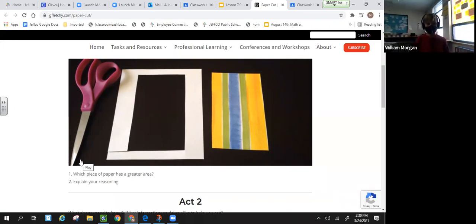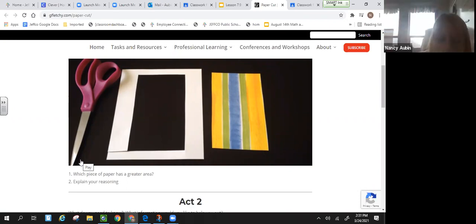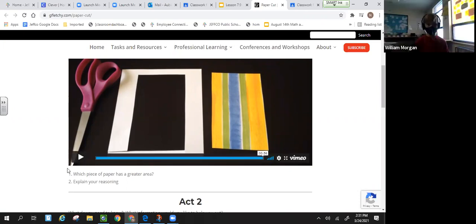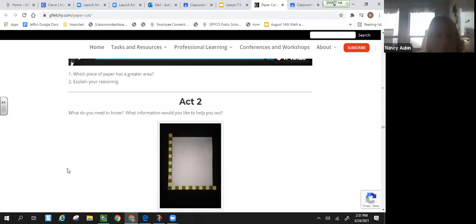Why I think it has a greater area is because it's not just one square. It's like multiple squares and it's filled in. Okay, well, thank you for sharing your reasoning. I appreciate that. All right, so I'm going to give you some information.